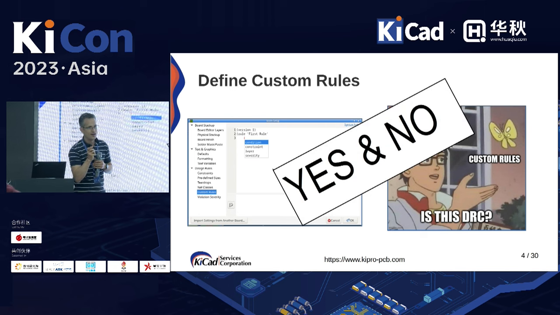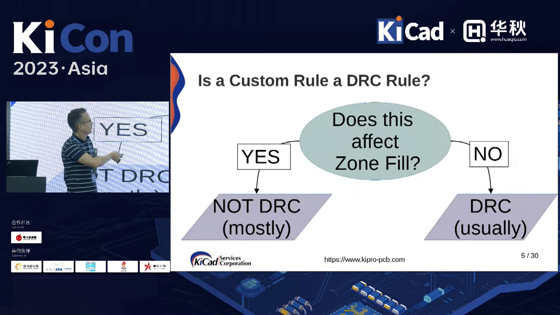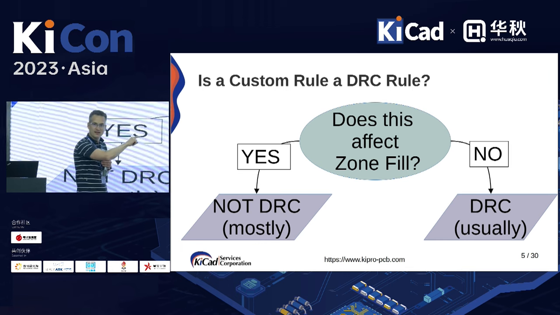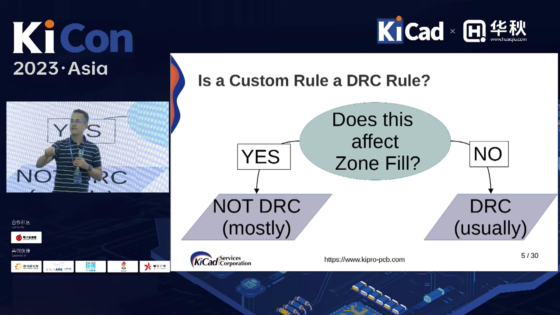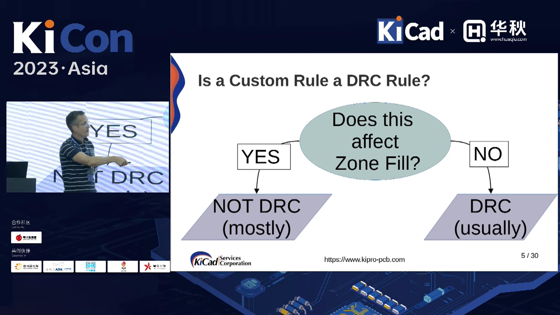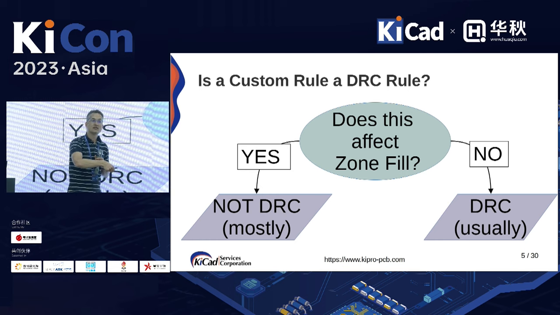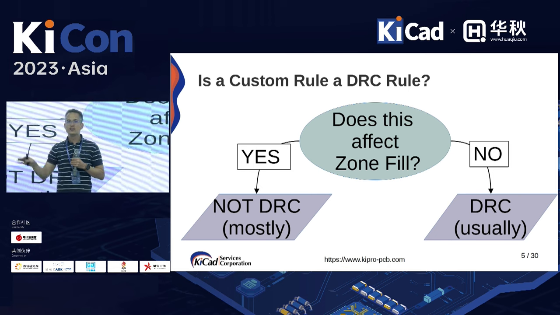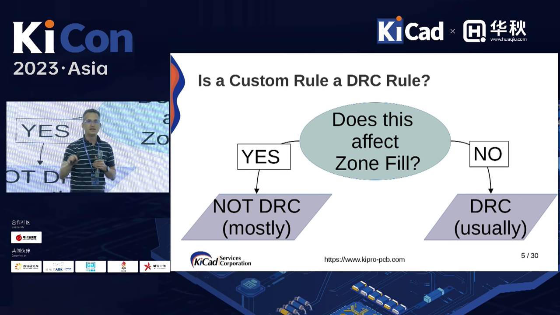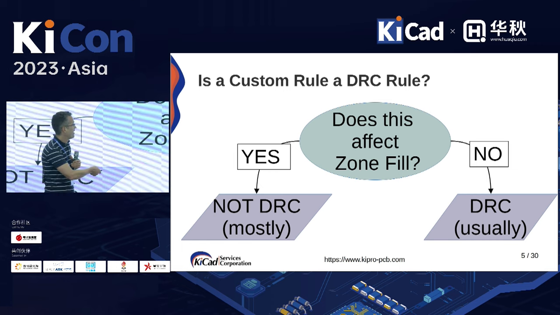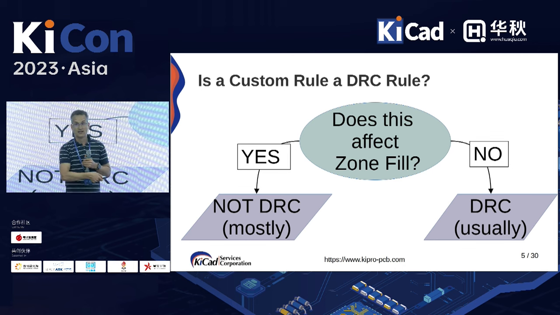So what we do, we're going to set this up in basic ways. If your custom rule affects the zone fill, then it is probably not a DRC rule. What that means is that you put the custom rule in, and you won't see it do anything until you run DRC and you get the error or not, if that rule does not affect a zone fill.